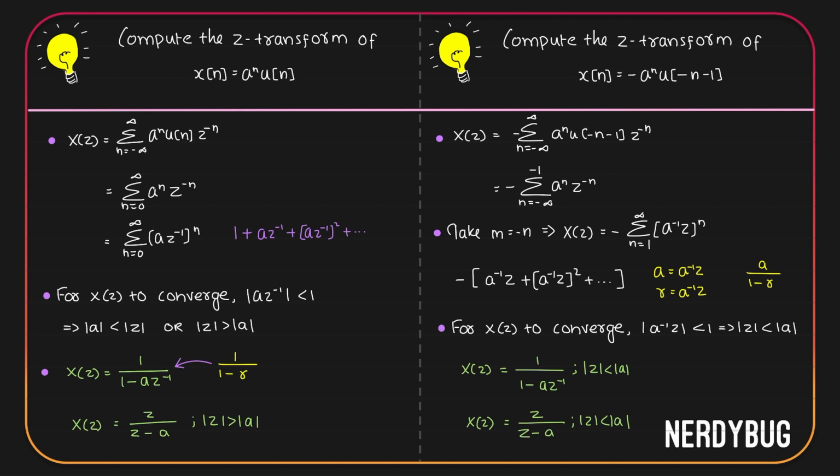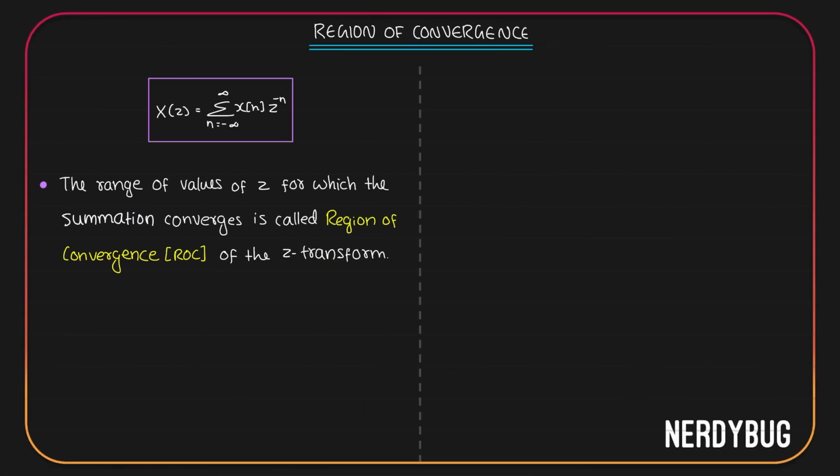From solving these two problems, we can conclude that z transform of a sequence does not converge for every value of z. In fact, the range of values of z for which the summation converges is called the region of convergence of the z transform.